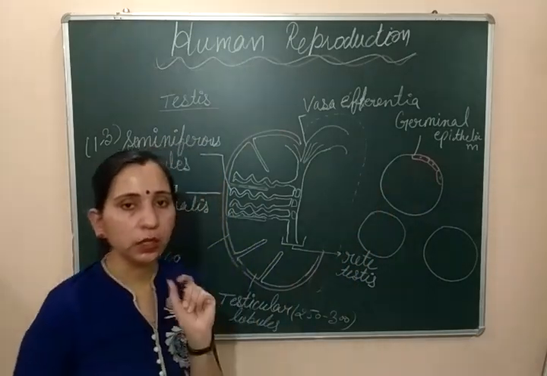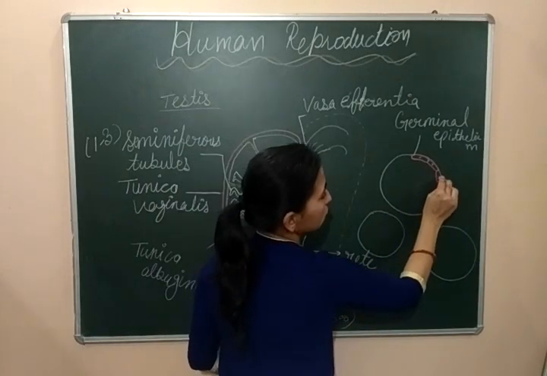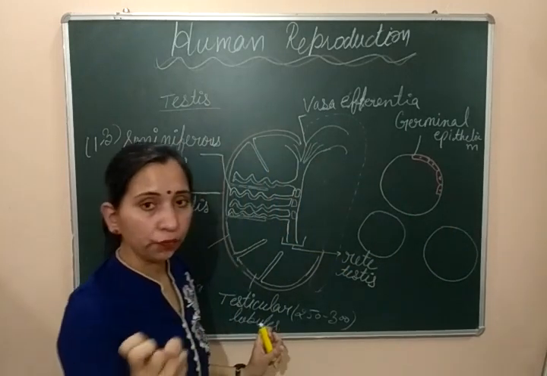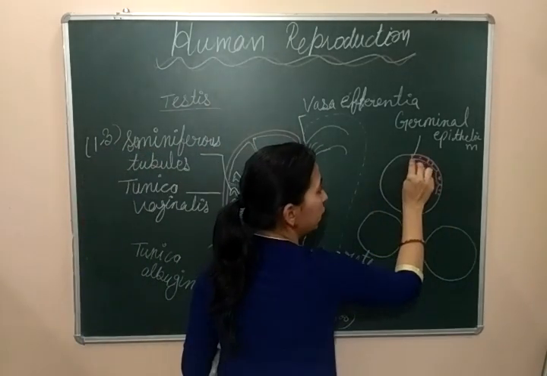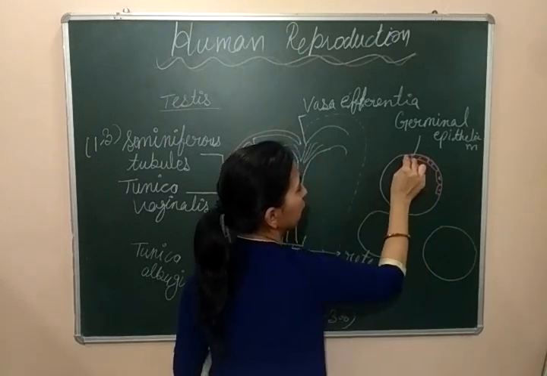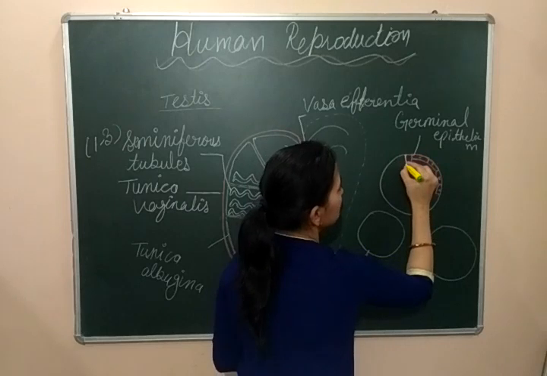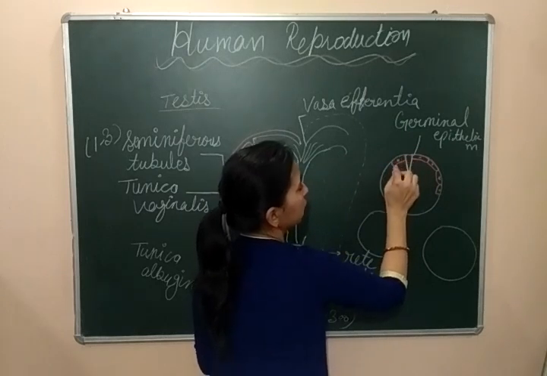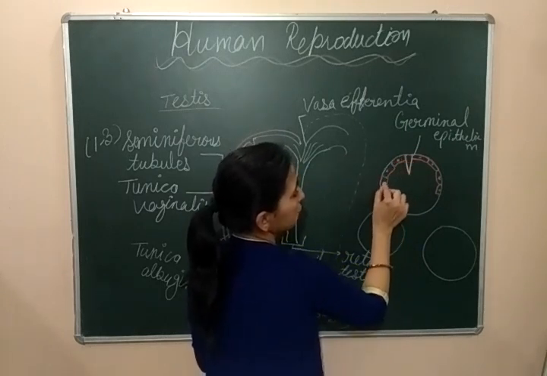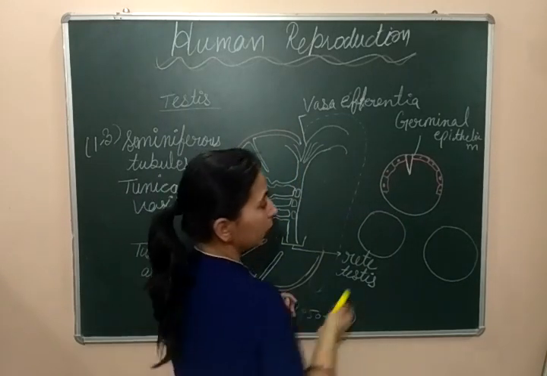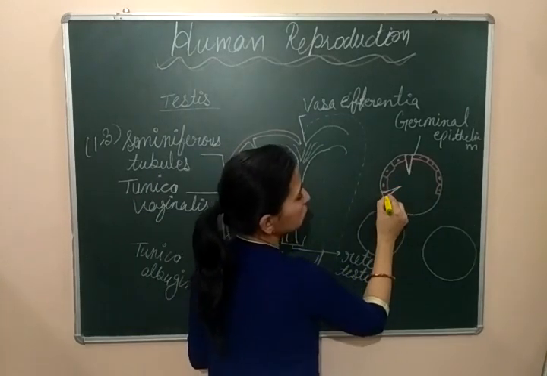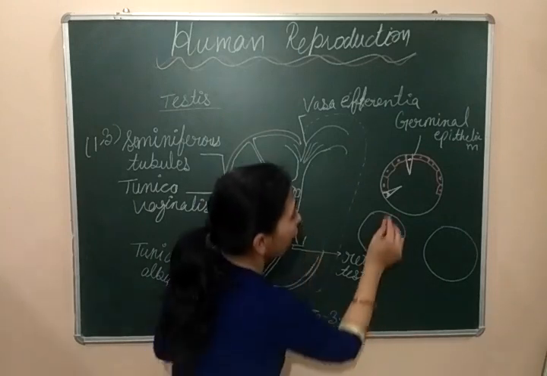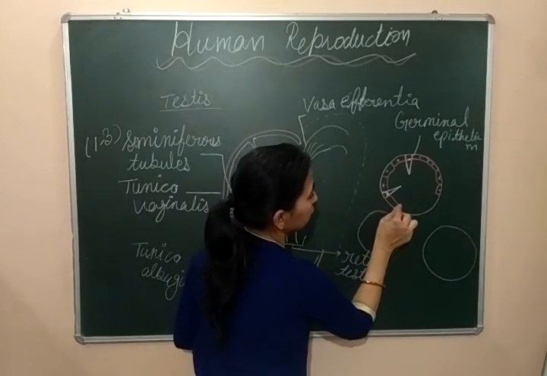Some cells are cuboidal in shape. Look here, some cells I am drawing, these are cuboidal in shape. In between these cuboidal cells, some pyramidal cells are also found. Most of the cells are cuboidal, and they are greater in number. In between these cuboidal cells, some pyramidal cells are present. These are pyramid-shaped cells, and these are the cuboidal cells.